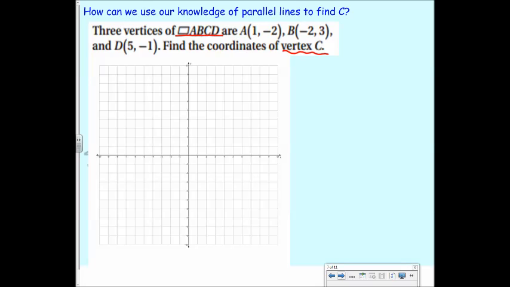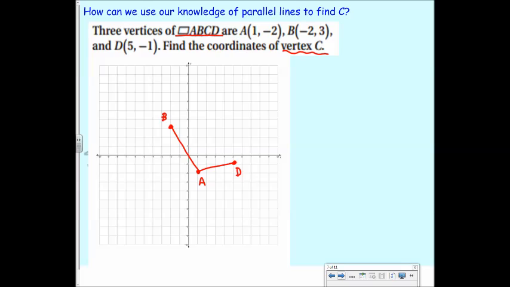All right, so 3 vertices of ABCD. I want to plot those first thing. So I'm going to plot A at (1, -2), so over 1, down 2. I'm going to plot B at (-2, 3). And I'm going to plot D at (5, 1). So over 5, up 1. So that would be D. All right, so I've got AD right here and BA right here. And I need to put C somewhere so that it makes a parallelogram ABCD. All right, so I need it to make a parallelogram.